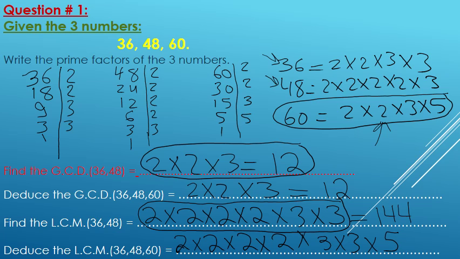Anybody has any question about how we calculate the LCM and GCD of more than 2 numbers? No. Everything is okay? Yes. Okay.